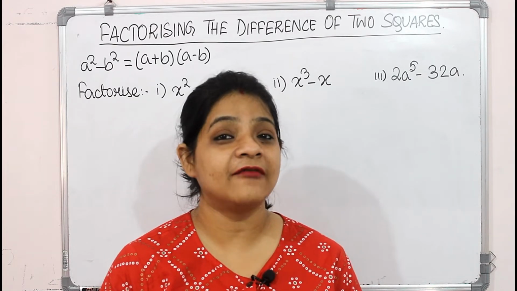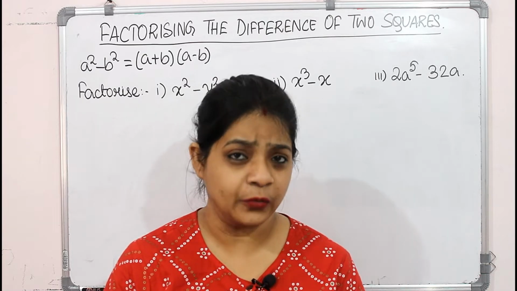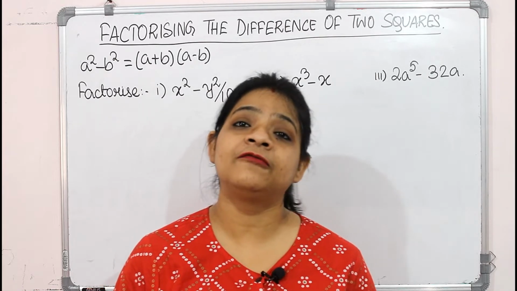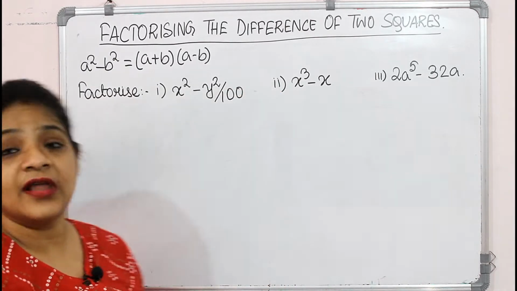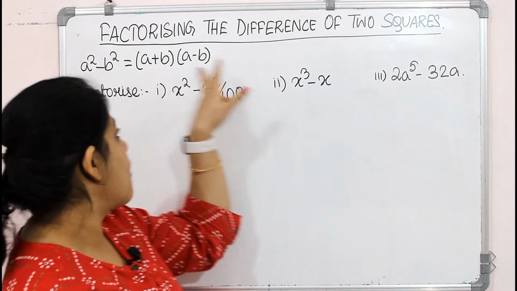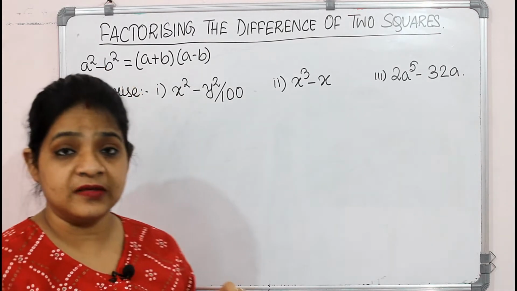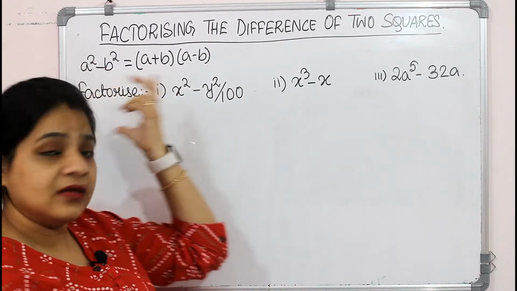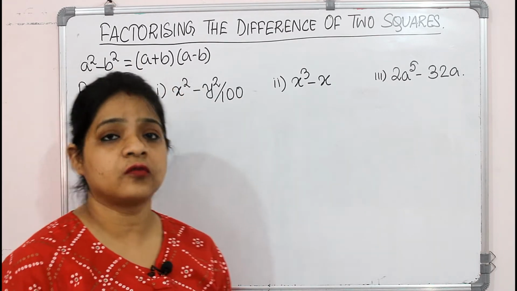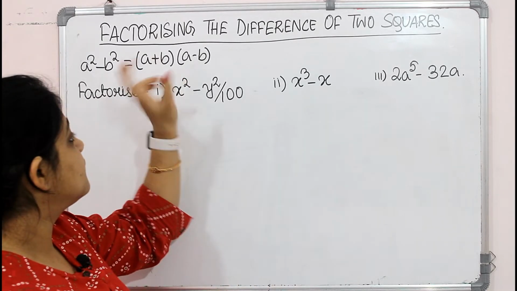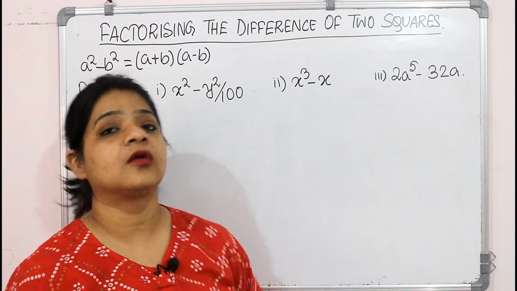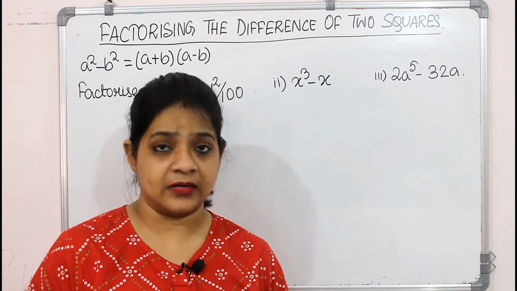So last class we discussed factorization by grouping. Today we are going to see how to factorize the difference of two squares. So let's get started. Before that, you should be acquainted with this formula: a square minus b square. The difference between the two squares has the formula (a plus b) into (a minus b), and you are to implement this particular formula in all the numericals.